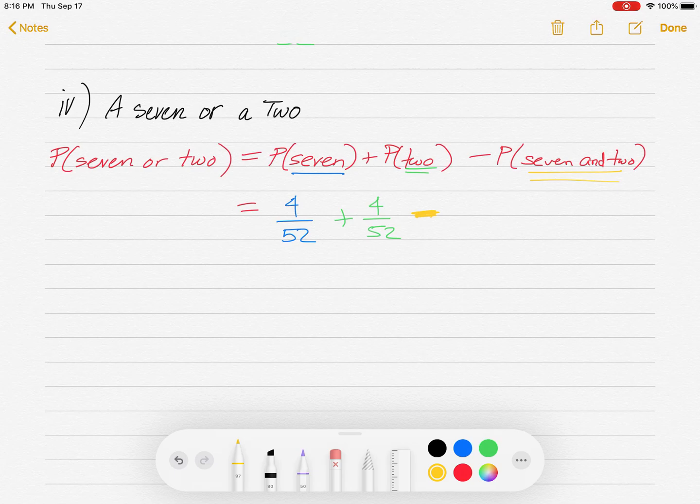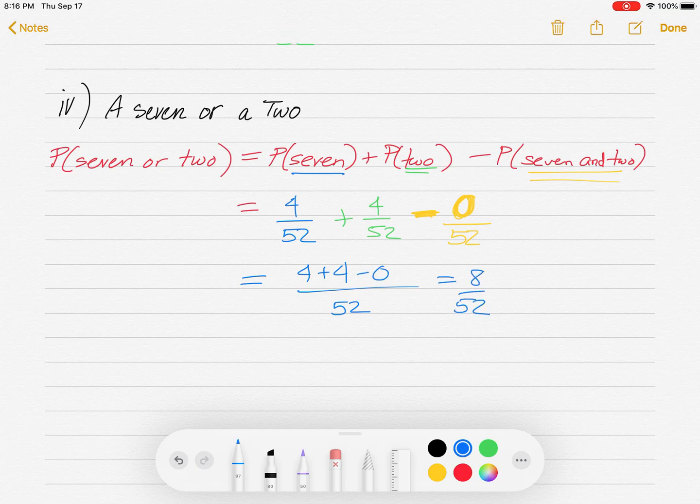What's the probability of getting 7 and 2? Well, how many cards are both 7 and 2 at the same time? There are no cards, right? 0 cards are both 7 and 2 at the same time. So there are 0 ways to get a 7 and 2. And that's going to be out of total of 52 cards. So when you combine all this together, you're going to keep the common denominator of 52, and you're going to take 4 plus 4 minus 0. In other words, 8 out of 52.